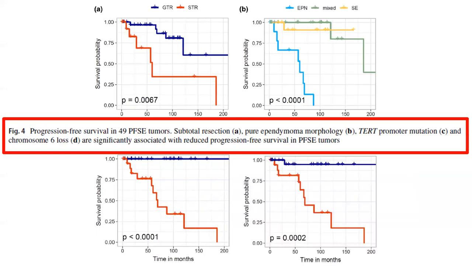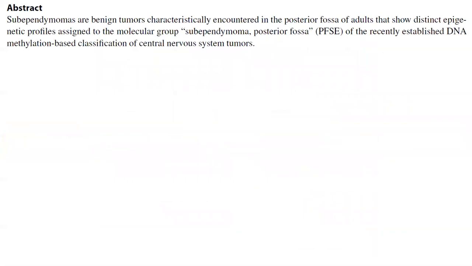Progression-free survival in 49 posterior fossa subependymoma tumors. Subtotal resection, pure ependymoma morphology, TERT promoter mutation, and chromosome 6 loss are significantly associated with reduced progression-free survival in posterior fossa subependymoma tumors. All right, abstract. We're going to go through this quickly. We're going to finish up in about 2 minutes.